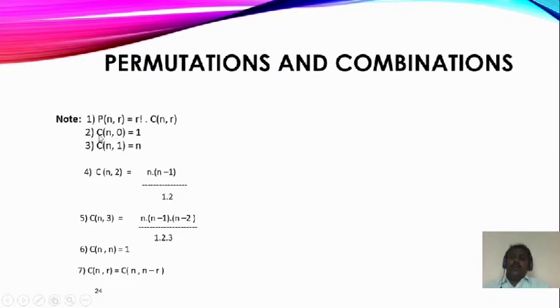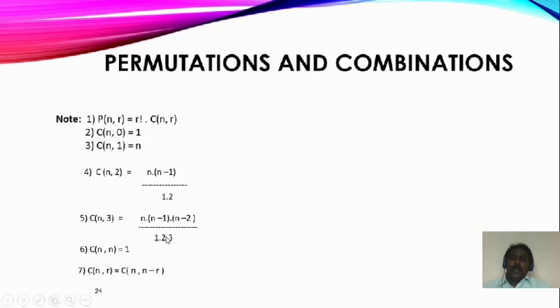And here for combination, NC0 equals 1, NC1 equals n, and NC2 equals n into (n minus 1) by 1 into 2. NC3 means n into (n minus 1) into (n minus 2), with 3 terms going down: 3 means up to n minus 2, 2 means up to n minus 1, and 4 means up to n minus 3.